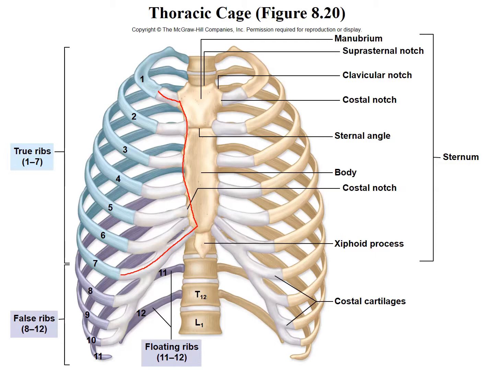Now when we look at 8, 9, 10, their cartilage actually connects to the cartilage of the T7 rib. And so we would call those vertebral chondral ribs. The last 2, 11 and 12, they only connect to the vertebra. And so they are called vertebral ribs as a result.